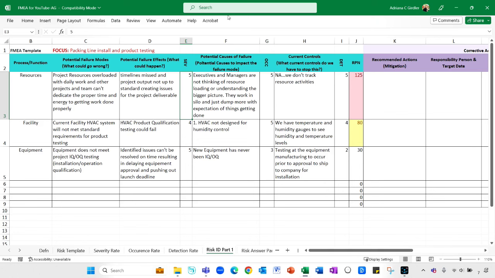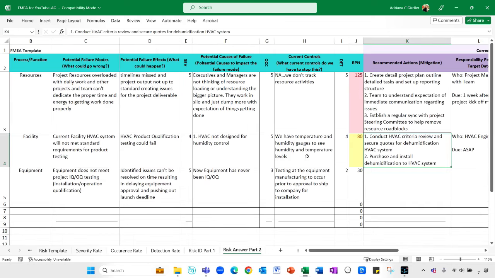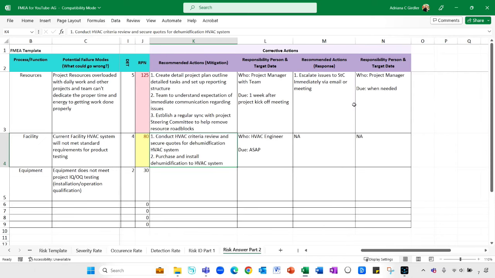Now, once you've done this with your team, the next step is what corrective actions are we going to put in place for the identified risks? Let's go to that section. So here we are, same template, and we've put together the mitigation plans for our resourcing and our faculty, and then we put some responsibility and due dates.